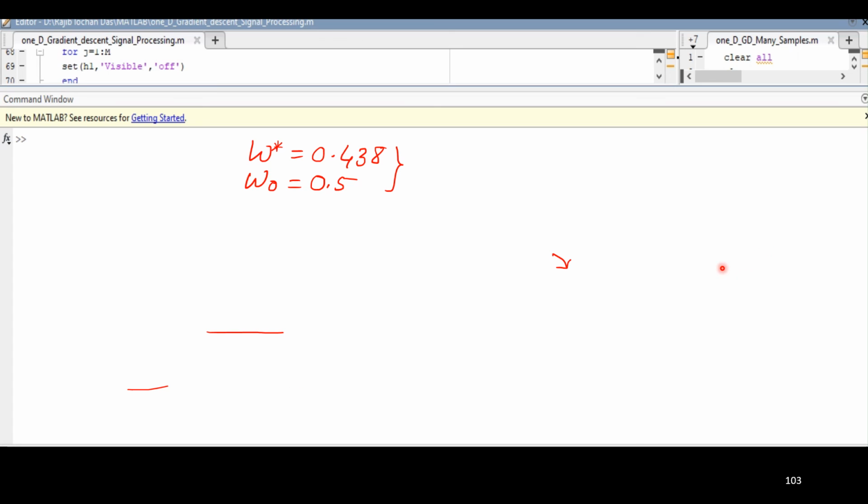And you see the slope is increasing gradually, starting from 0 and coming to this level. And this is the best fit we will get. Okay, so if we go for more iterations, probably we can get exactly W star equal to 0.438. We have just gone for 10 iterations, and we have obtained up to 0.432, something like that.